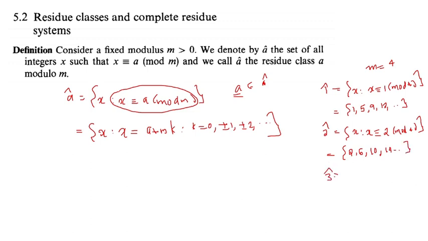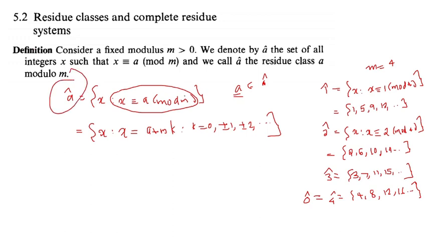3 cap is nothing but 3, 7, 11, 15, etc. 4 cap is nothing but 4, 8, 12, 16, or 4 cap is equal to 0 cap. Therefore, 0 cap equals 4 cap, which is 4, 8, 12, etc. So, in this way we find the residue classes of 1, 2, 3, 4, etc. Then clearly the element A must belong to the corresponding residue class.